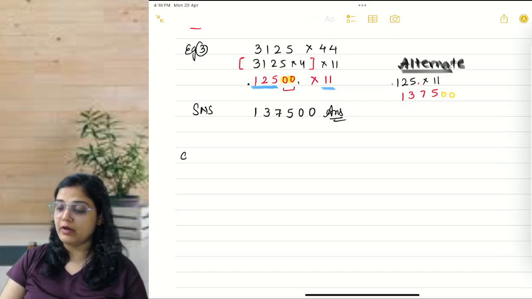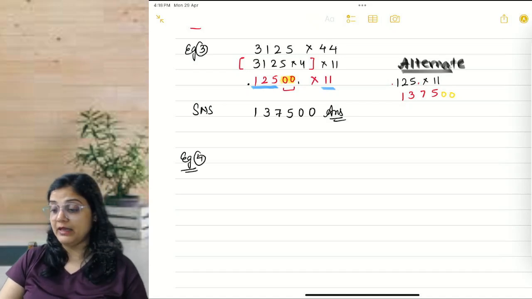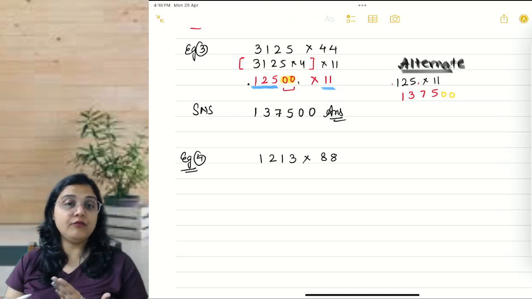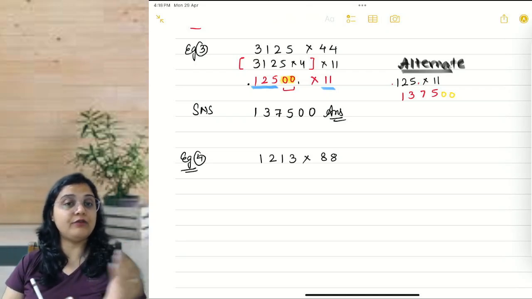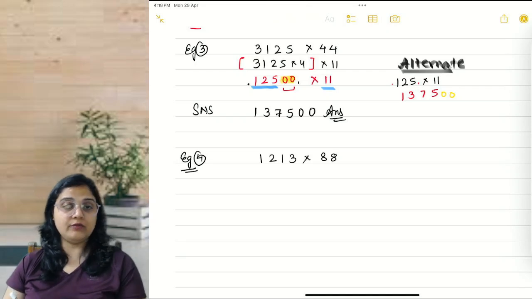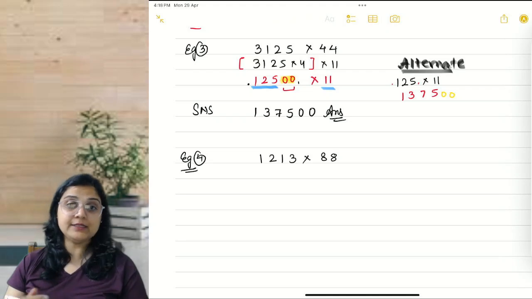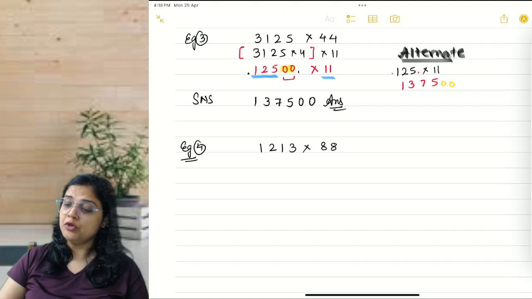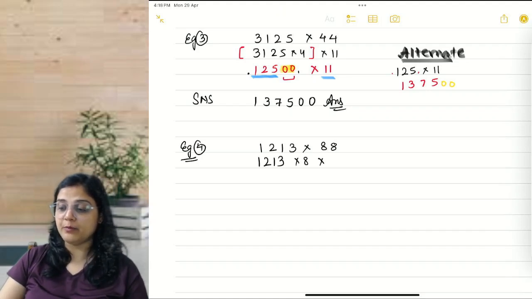Suppose now I have an example. Let me take a bigger multiple of 11 this time. I am taking 1213 multiplied by say 88. All right. See, like 55, you can split it as 5 into 11, 66, 6 into 11, 77, 7 into 11, and so on. So I am taking 88 this time. Let's see how difficult we can make it. I am keeping example number 3 also on the screen. So this can be written as 1213 multiplied by 8 multiplied by 11.